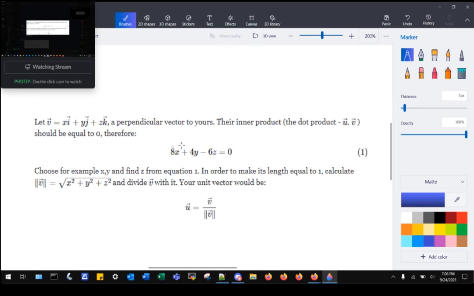So this particular problem is telling us to find any vector perpendicular to the vector 8, but this is too big.